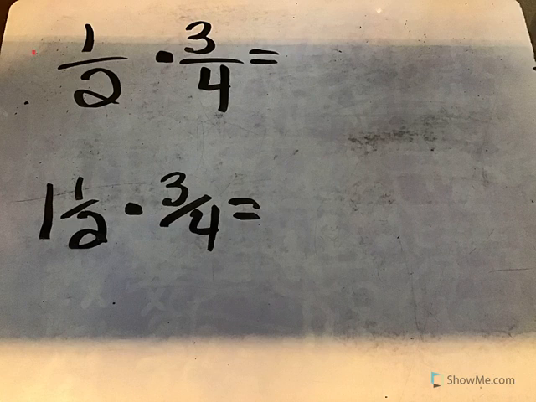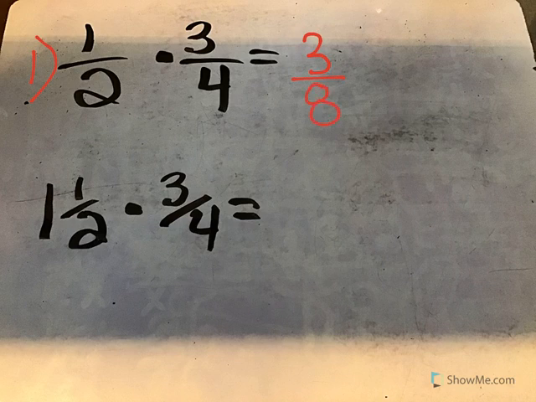So this first problem, number one, we have two proper fractions, which means the numerator is less than the denominator. So I'm going to multiply 1/2 times 3/4. 1 times 3 is 3. 2 times 4 is 8.